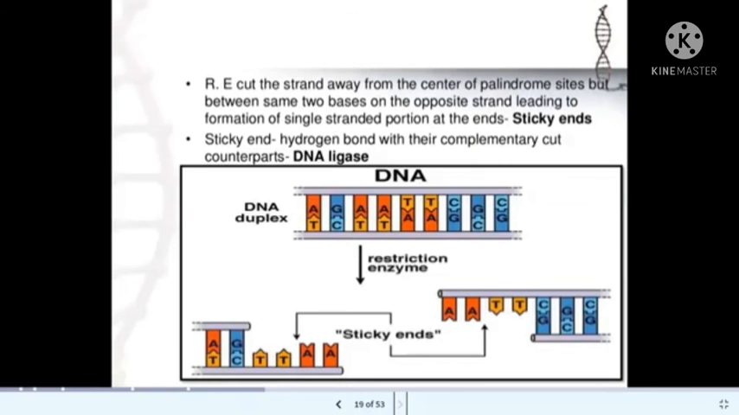Then the restriction endonuclease cuts the strand away from the center of the palindrome site, but between the same two bases on the opposite strand, leading to the formation of single-stranded portions at the ends. That is the sticky ends. In the sticky ends, bases hydrogen bond with their complementary counterpart. That is, if adenine is there, it will always pair with thymine. So whenever the adenine sticky end meets a thymine sticky end, it will get attached. And this attachment happens with the help of DNA ligase.